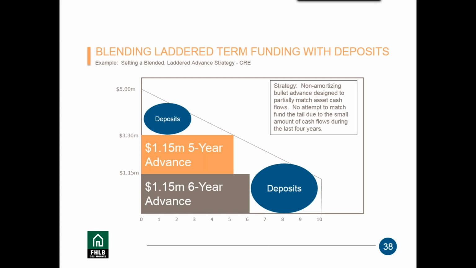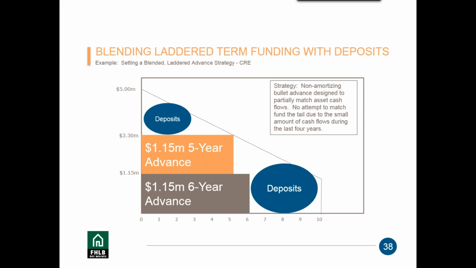Here's a case of a bank whose borrower wanted to fund a $5 million 10-year commercial real estate requirement. The asset could have unique parameters, say a gross coupon of 4.5%, a 10-year nominal maturity, and a 12-year amortization. Here the member decided to fund via two $1.15 million laddered advances, one a 5-year bullet at 214 and the other a 6-year bullet at 232.